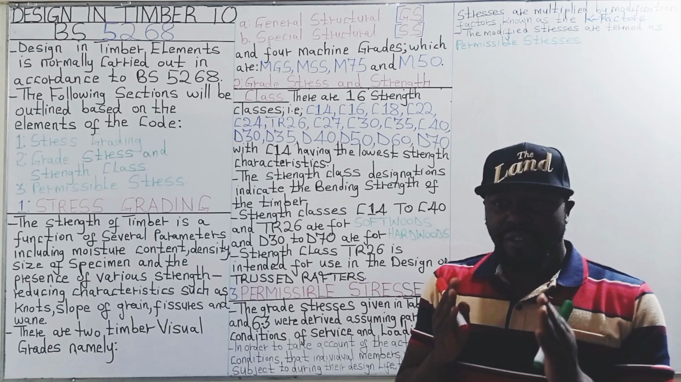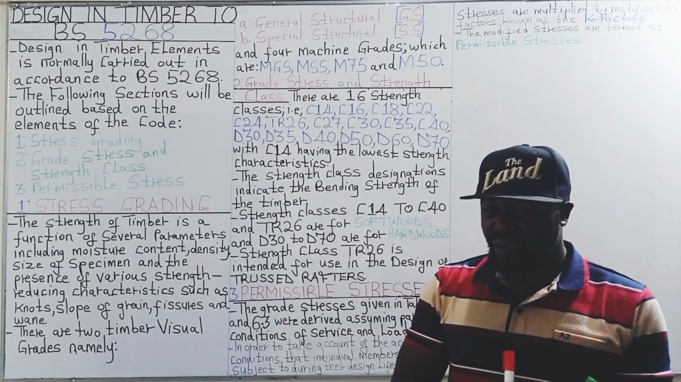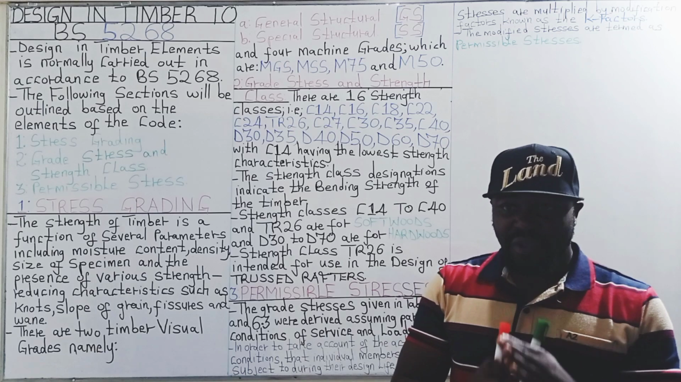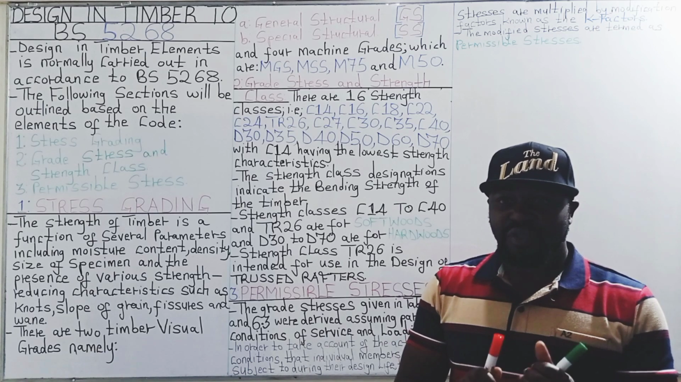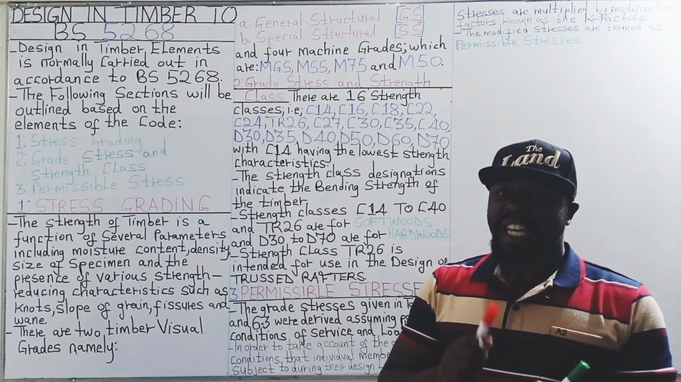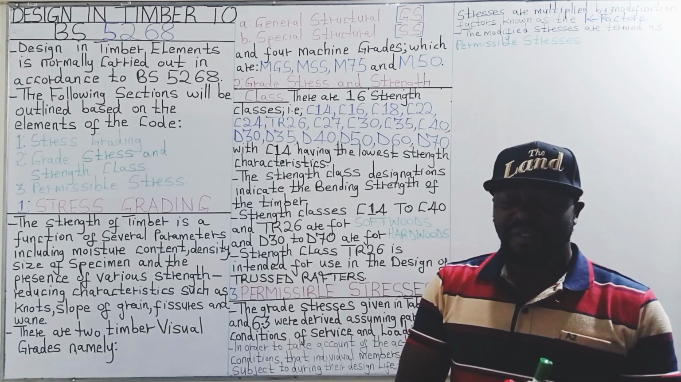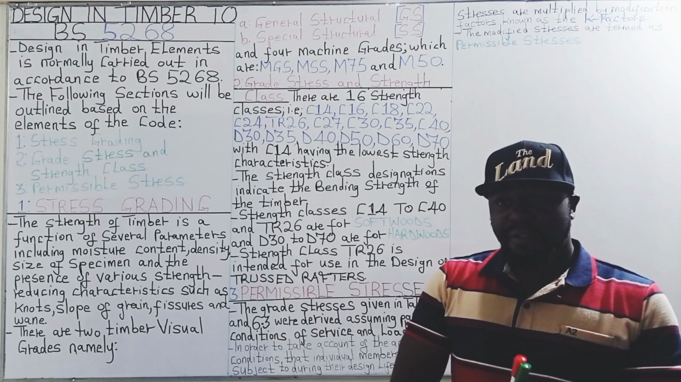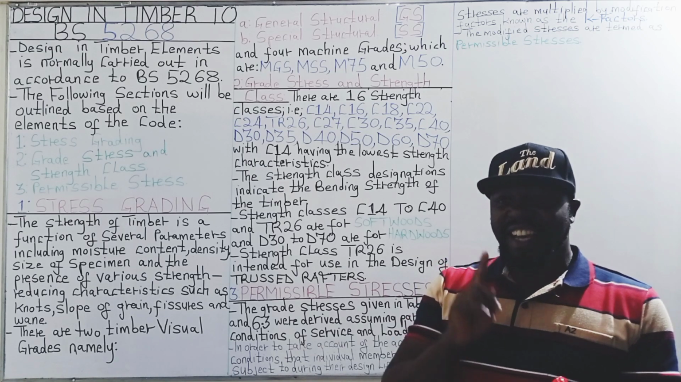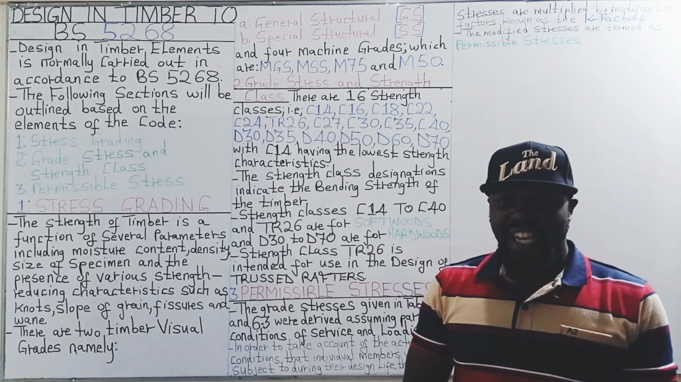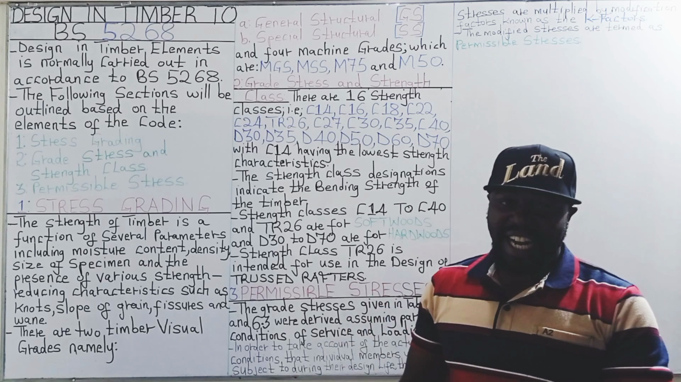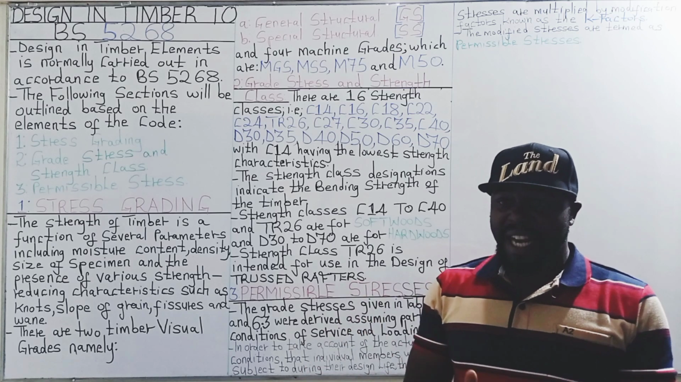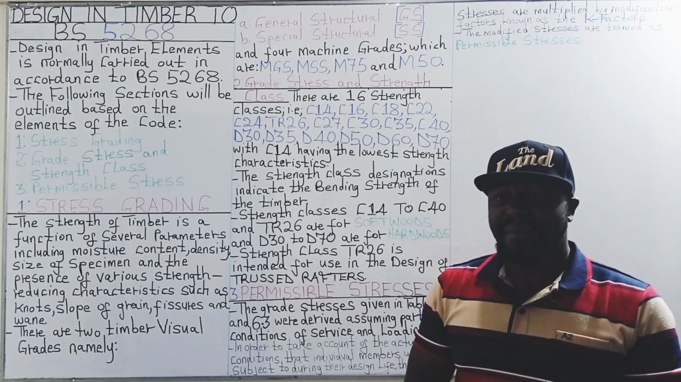There are a total of 16 strength classes which include C14, C16, C18, C22, C24, C26, C27, C30, C35, C40, D30, TR26, D40, D50, D60, and D70, with C14 having the lowest strength characteristics. The strength class designations indicate the bending strength of the timber.